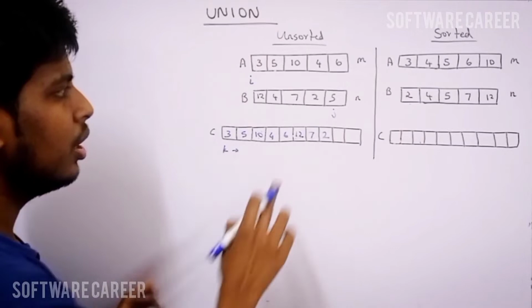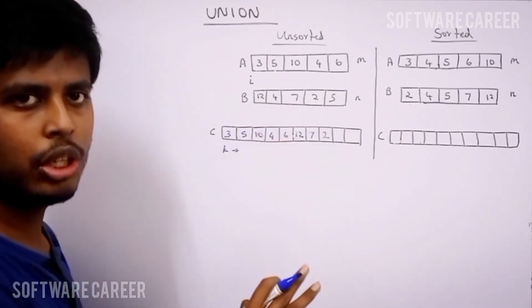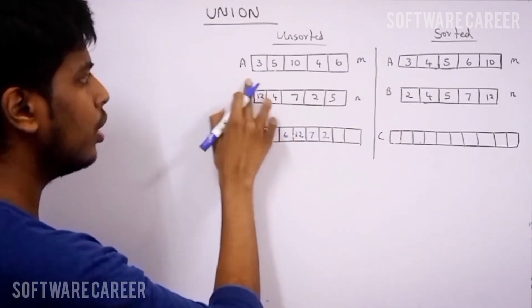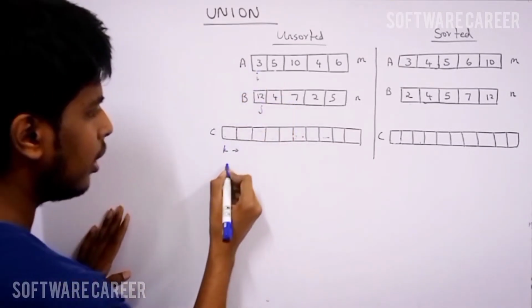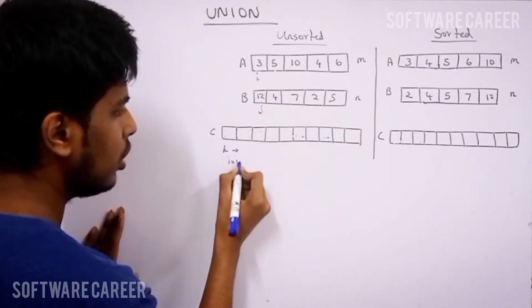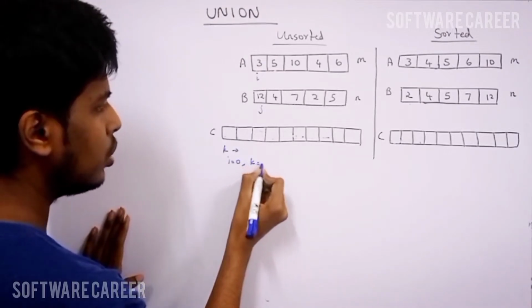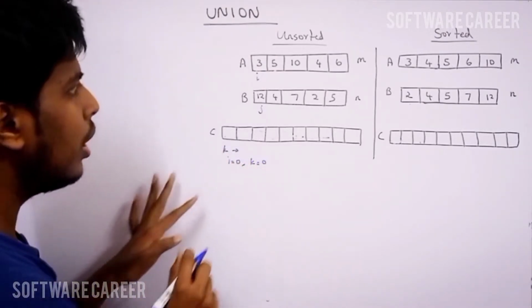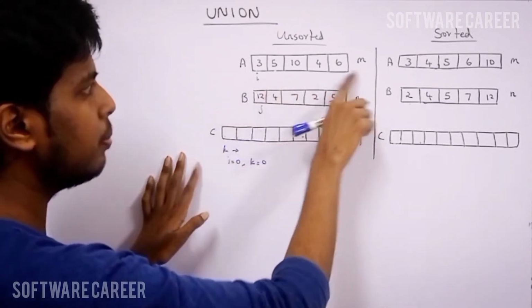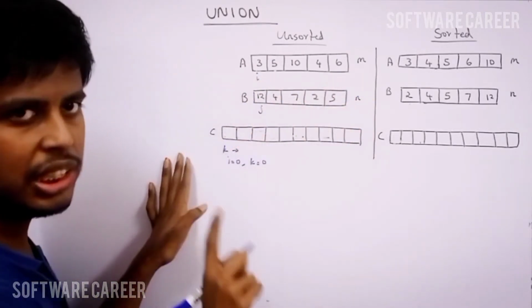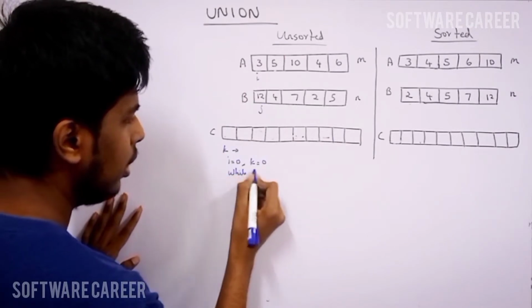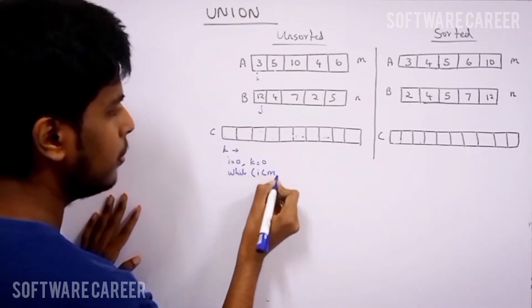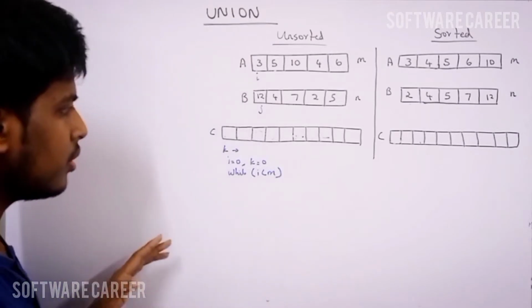This is how the union operation works. Let's write the code. Now I is here, J is here. I am declaring I equals 0, comma K equals 0 here. Now I am writing while I less than M. That means it travels till M minus 1. So I am writing the condition while I less than M.